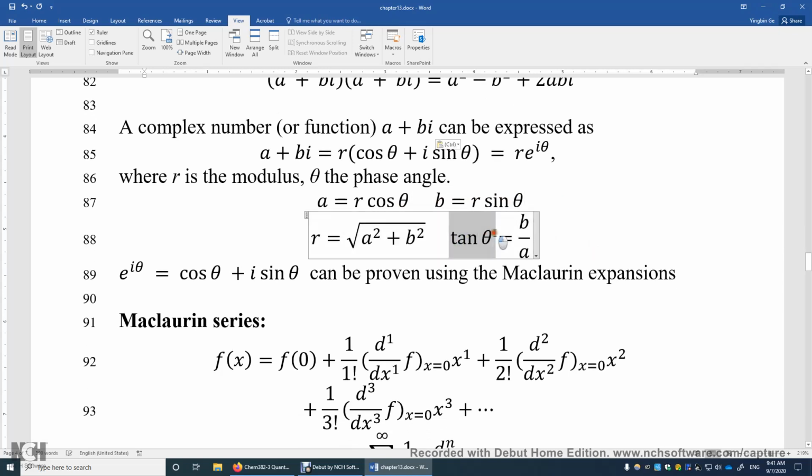How do we define theta? Theta can be defined through b over a, right? So b over a is sine theta over cosine theta. And then you have to determine this theta by looking at the values of b and a and also the signs of b and a. If both a and b are positive, theta is between 0 and 90 degrees. If a is negative, b is positive, that's between 90 and 180 degrees.